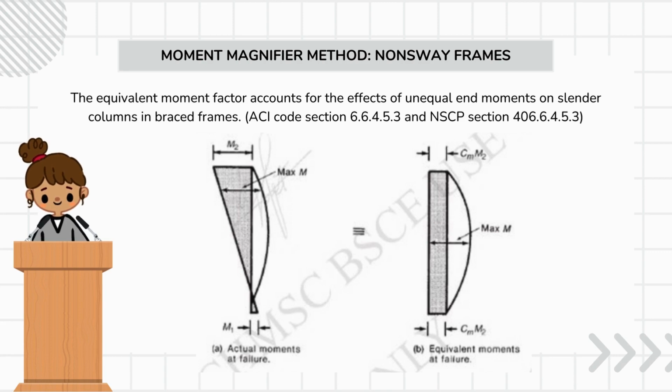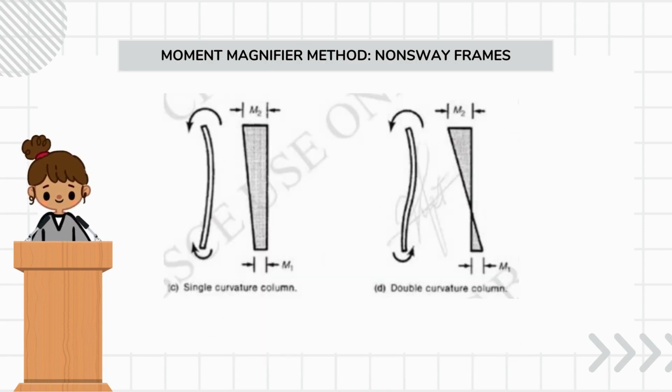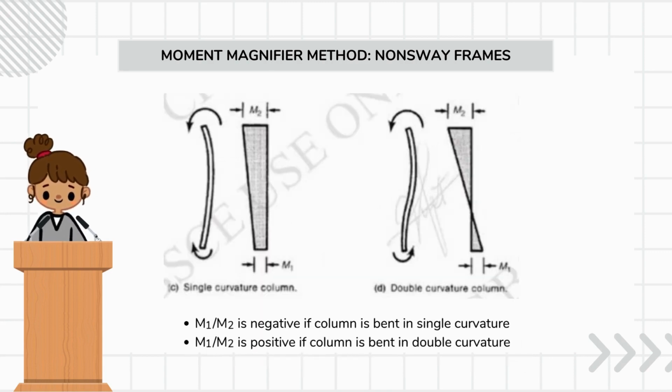As you can see, the figure in A is the actual moments at failure, and the figure in B is the equivalent moments at failure where Cm is incorporated. Also note that M1 over M2 is negative when the column is bent in single curvature, and it is positive when the column is bent in double curvature.